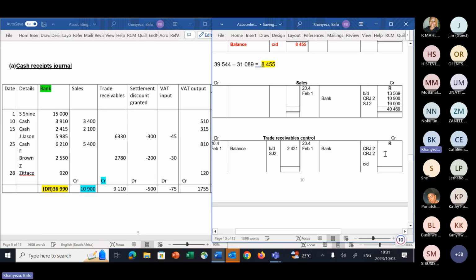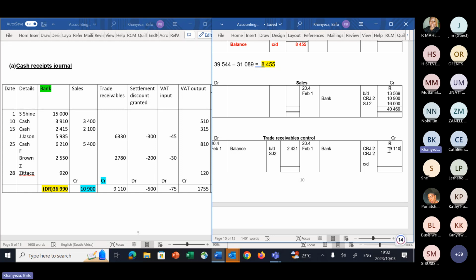Yeah, it's a bit cumbersome, but that's how maybe I can try to explain it. It also works with getting used to this thing as well. Then now the trade receivables were reduced with 9,110. So we granted a settlement discount.